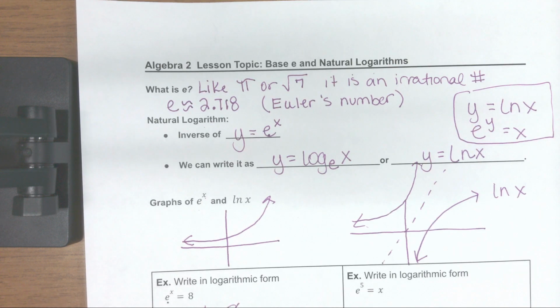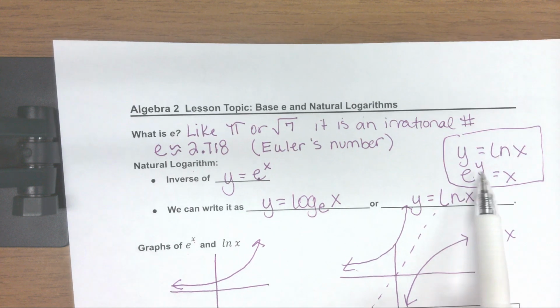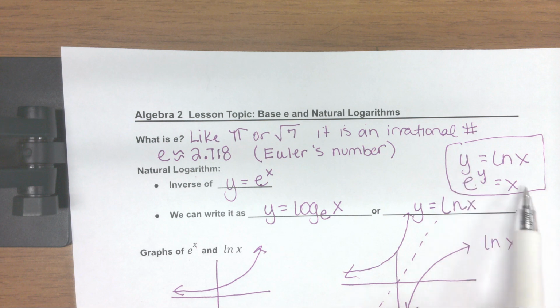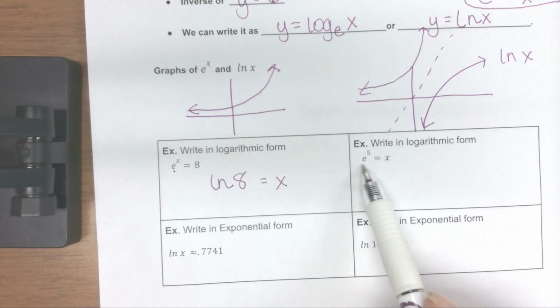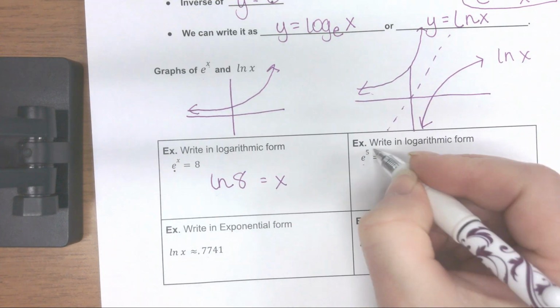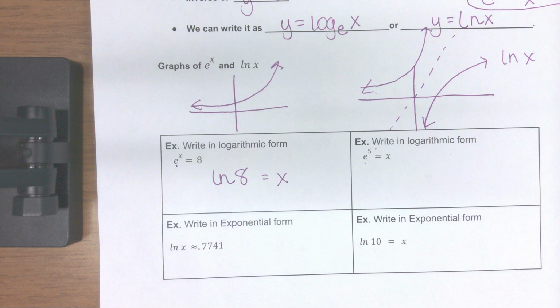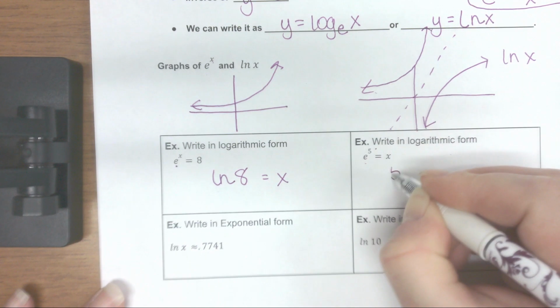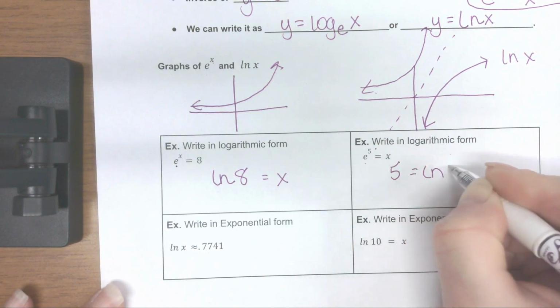Just like before, if I have something up here, the y goes on the other side of the equal sign, and what it equals on the other side is what I take the natural log of. So if I wanted to write this in logarithmic form, this 5 is what's going to go on the other side. That's my y, okay? And it would be written as 5 equals natural log of x.